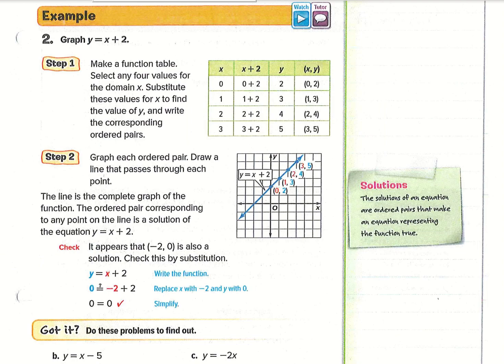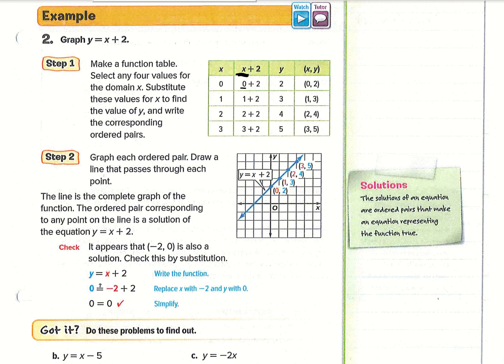All right, example 2 is very similar. This time it's not a real world example though. This time it's just looking at the numbers and the equation, and that's all we're working with. So they say step 1 for y equals x plus 2 is to just make a function table and then select your 4 values for your domain x. So they did that here. Then you're going to substitute all of those x values in for the x right here.